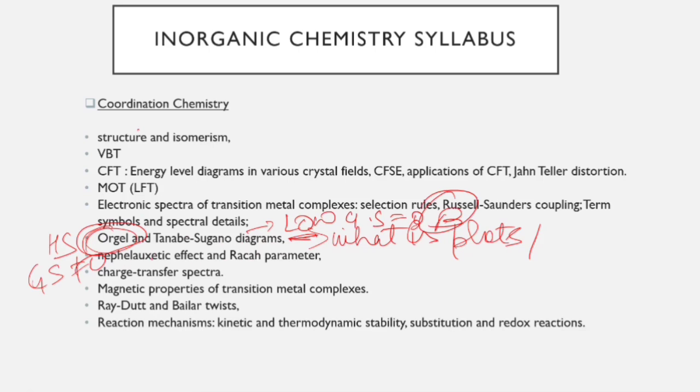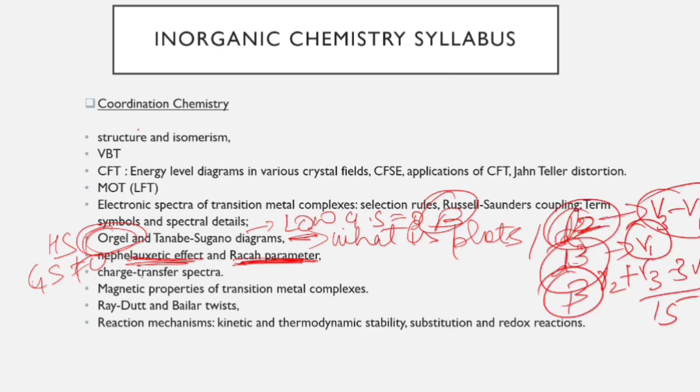Moving to nephelauxetic effect, it tells us about the covalent character in a complex. And Racah parameter is the opposite of nephelauxetic effect. So basically, you should know the orders. You might be asked about the orders of nephelauxetic effect and Racah parameter. So you should know about the orders. And there are also transition formulas.